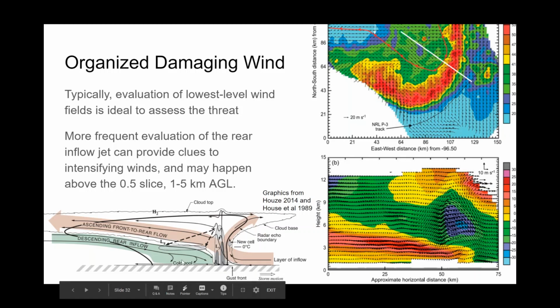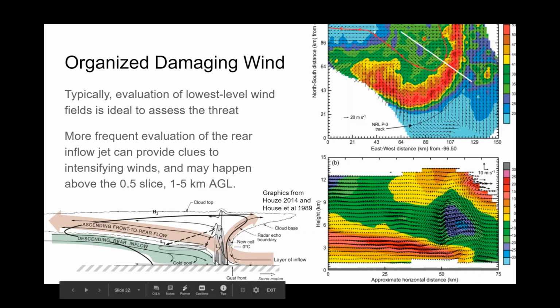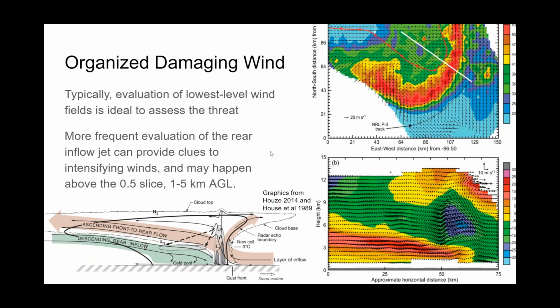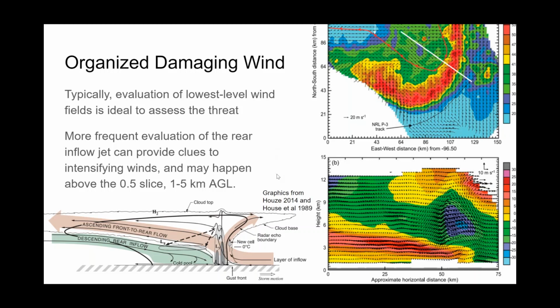Now, there are some cases where you may want to more closely monitor the rear inflow jet. Say if that rear inflow jet is maybe surging toward the front of the line or is descending right at the front of the line, you may want to evaluate that a little more closely, and that can be a time when MERLIN is more beneficial. You might want to shoot a little bit higher and get some more frequent evaluation at those levels in order to predict the intensification of winds.